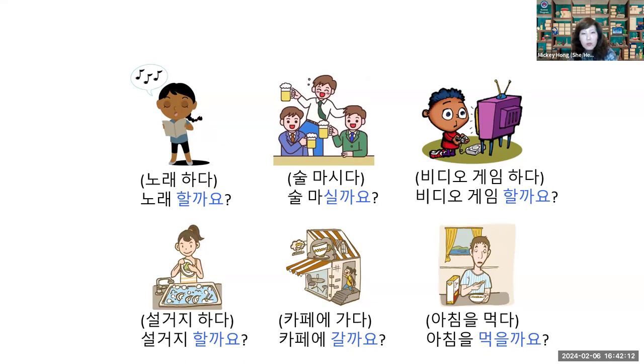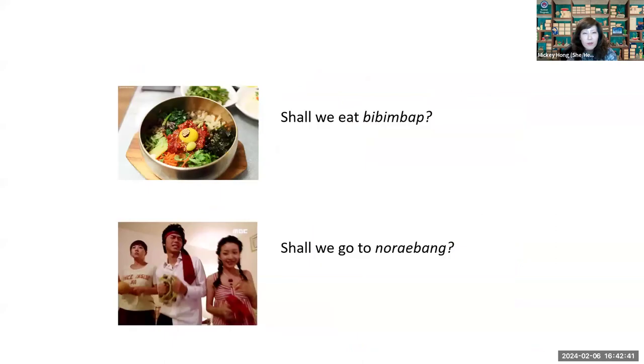So all of these were shall we, okay? Or it could be arguably like you're asking, do you think they're going to drink? Do you think he's going to play video game? Okay, it depends on the context. Do you think he or she will do something or shall we? If you put the optional 같이, then for sure it's a proposal. 같이 노래할까요? Shall we sing together? 같이 술 마실까요? Shall we drink together? 같이 아침 먹을까요? Shall we eat breakfast together?